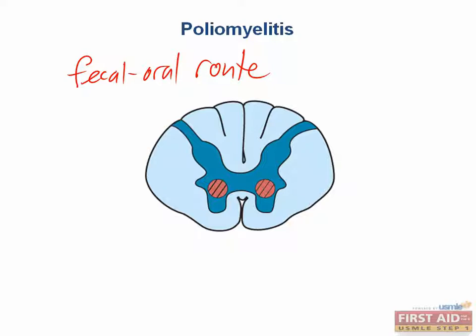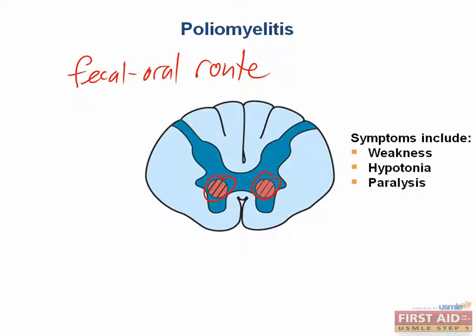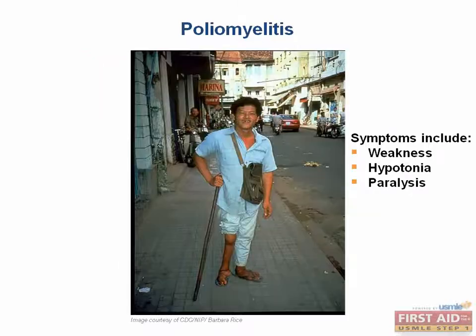However, this is pretty common in areas where there can be issues with sanitation. You can get fecal-oral transmission of many different types of viruses and bacteria. Once it's transmitted, it then replicates in the digestive system before entering the bloodstream. There it travels to the CNS where it damages the lower motor neurons in the spinal cord. Symptoms include weakness, hypotonia, and paralysis. Over time, you can also see muscular atrophy, and this is what you see here in this photo.